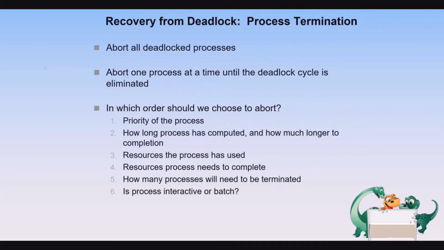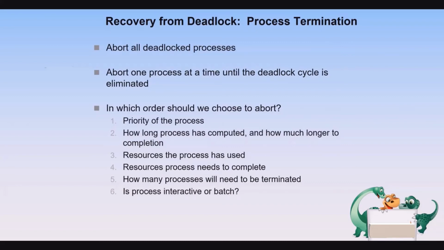Recovery from deadlock: process termination. Are we going to terminate processes to recover from deadlock? Well, abort all deadlocked processes, or abort one process at a time until the deadlock cycle is eliminated. In which order should we choose to abort? The priority of the process, how long the process has computed and how much longer to completion, the resources the process has used, the resources the process needs to complete, how many processes will need to be terminated, and whether the process is interactive or batch.